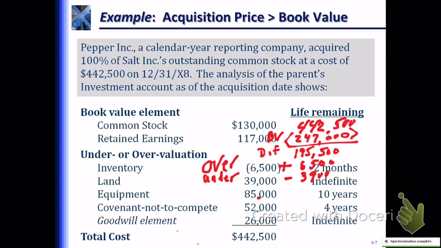So $39,000 of the differential is explained by the land. So there's $39,000 explained, so I'm subtracting it from the total. And all the rest of these were undervalued, so that explains part of the differential, and I end up with goodwill of $26,000. So this is usually how I set up the problems as we go into them.